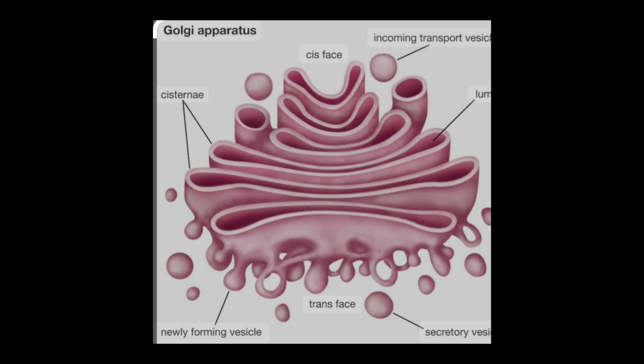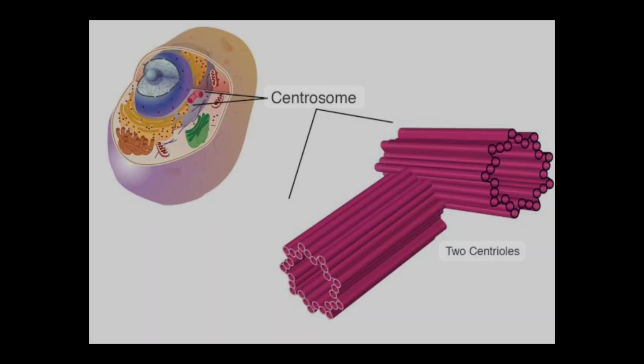Next part of the cell is the centrosome. It exists only in animal cells. Main characteristics of the centrosome: a region surrounding the centrioles located near the nucleus. Second, it contains one or two centrioles, and centrioles are surrounded by microtubules. Chief function of the centrosome: it initiates and regulates cell division and forms spindle fibers with the help of asters.